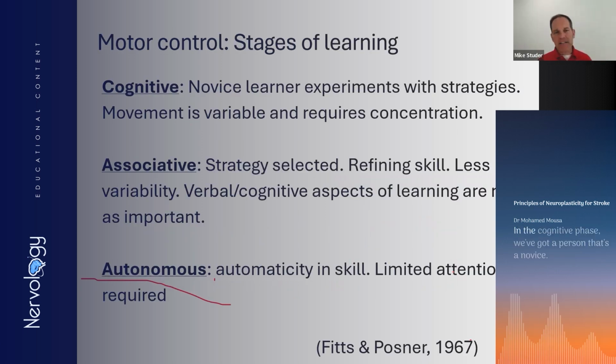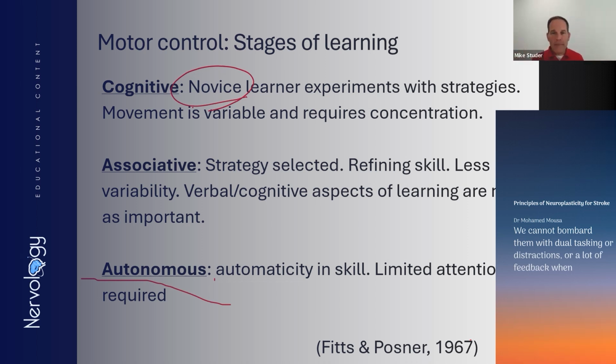Here's why. In the cognitive phase, we've got a person that's a novice. We cannot bombard them with dual tasking or distractions or a lot of feedback when they're just trying to concentrate. In the associative phase, we're starting to see that the person remembers some rules about how to put the shirt on, how to lock the brakes in the wheelchair, when to advance an assistive device. We need to start to decrease the amount of feedback that we're giving, and we can start to introduce more variety in our contexts and our tasks.